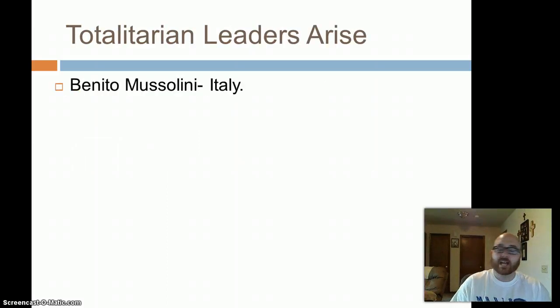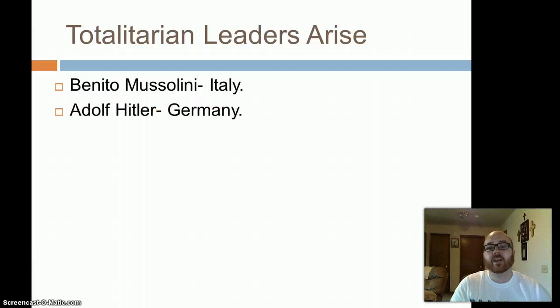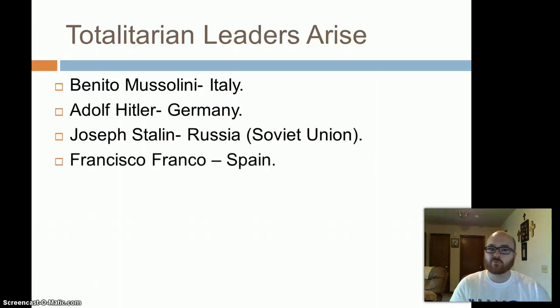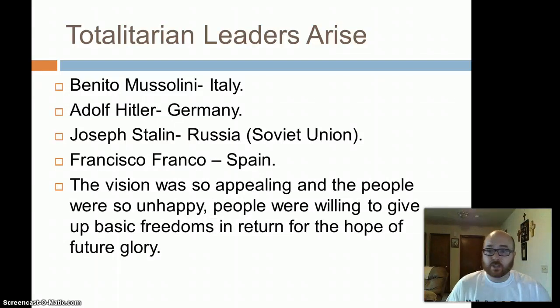Alright, which leads us to totalitarian leaders. The rise of these dictators, the rise of these leaders, is going to change the face of the world. We're going to start out with Benito Mussolini in Italy, Adolf Hitler in Germany, Joseph Stalin in the Soviet Union, and Francisco Franco in Spain. The vision was so appealing to the people, they were so unhappy with the way life was going, that they were willing to give up their freedoms, give up their lives to these leaders that promised a brighter future and a better tomorrow. They're going to give up this wretched life they live for a future glory.